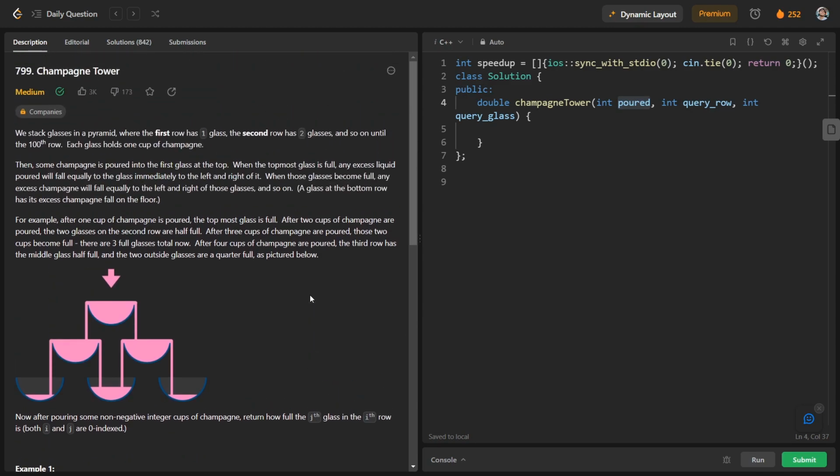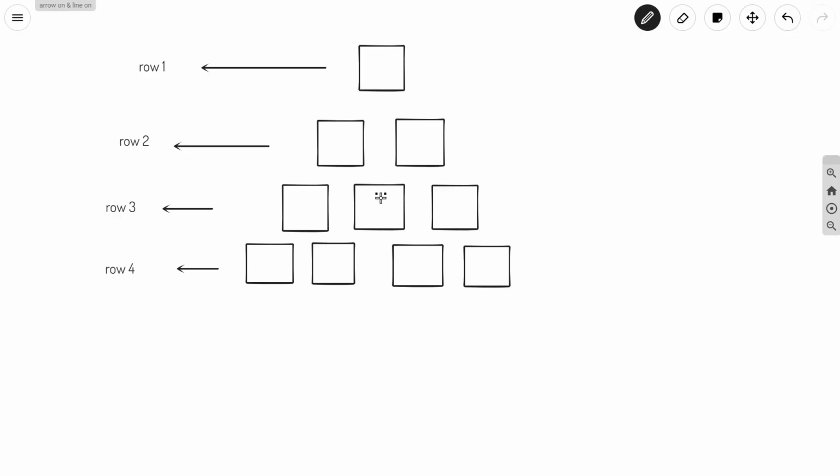So let us have a closer view of this question. So you can see that this is our arrangement, this is our pyramid, and what we can see is that if we pour 4 units, just take an example of 4 units. Okay, so if we pour 4 units in the first glass, so 4 units in the first row and first glass.